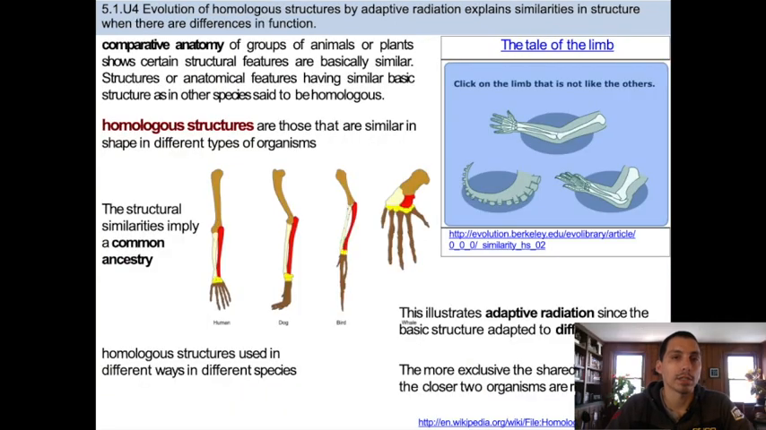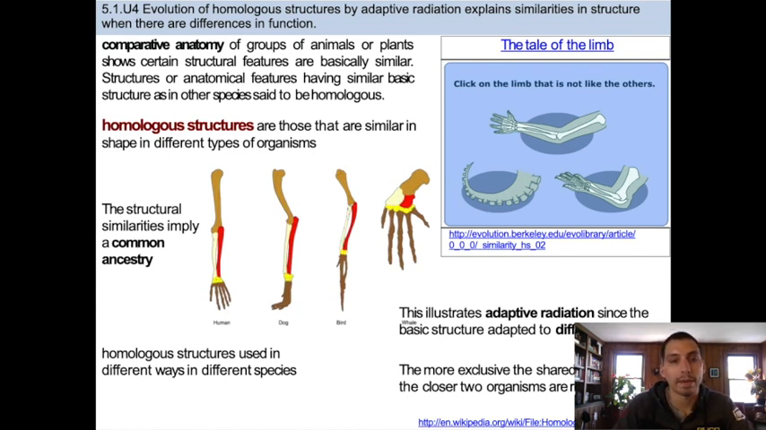Another example of evidence for evolution that we can see is homologous structures. So homologous means same. So if we look at comparative anatomy of groups of animals or plants, we can see structures that are similar. So if you look over here, we have click on the limb that's not like the others. So if you were to click on a limb that was not like the others, obviously this one and this one have a very similar bone structure, whereas this one has no bones, so you would eliminate this one. So homologous structures are structures that are similar in shape in different types of organisms as a result of common ancestry.